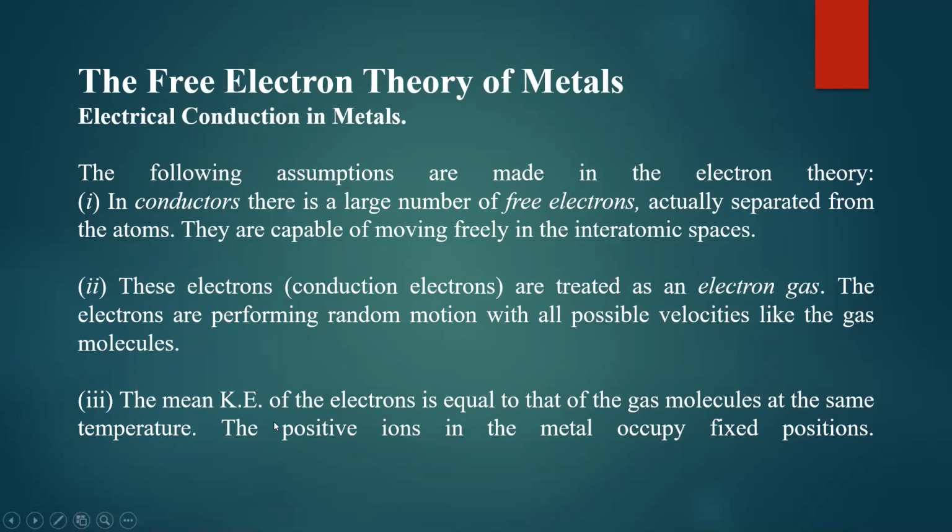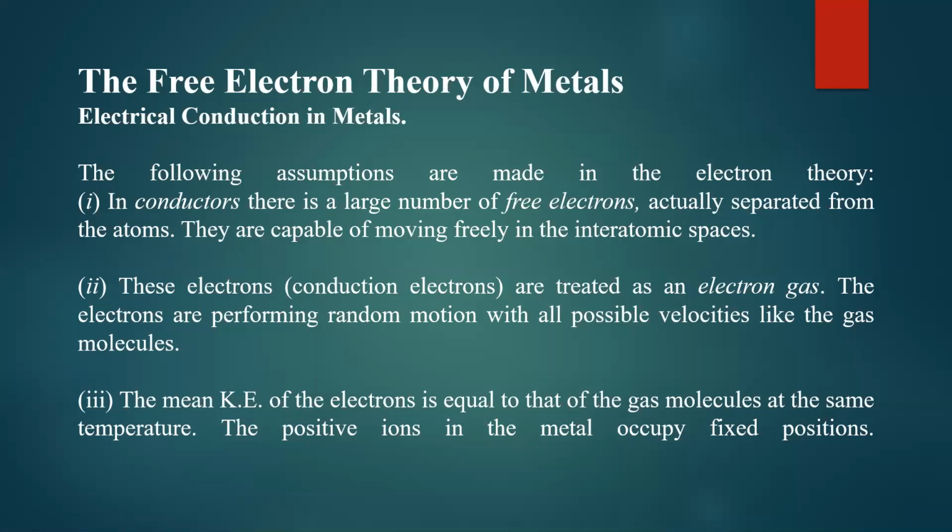The third point says the mean kinetic energy of the electrons is equal to that of the gas molecules at the same temperature. That means half mv square, and that equation is going to be used. Half mv square gives the kinetic energy, and the total energy of the electron is only kinetic. Potential energy is neglected because it is very small, or the force of repulsion between electrons is neglected.